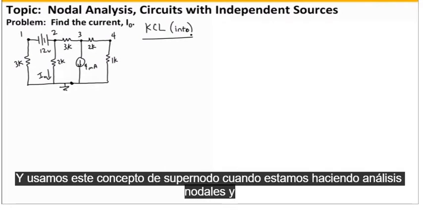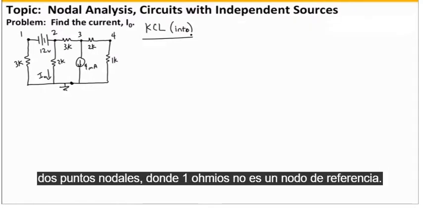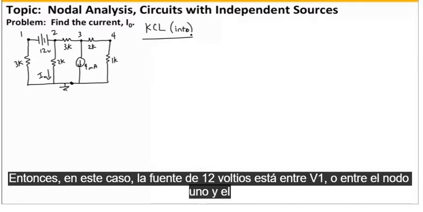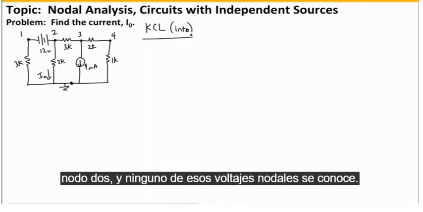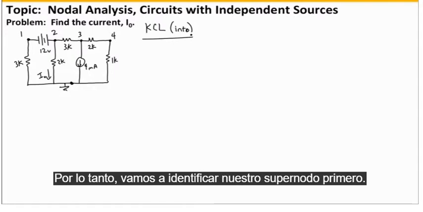We use this supernode concept when we're doing nodal analysis and we have circuits where voltage sources are floating between two nodal points where one of them is not a reference node. So in this case, the 12-volt source is between node 1 and node 2, and neither one of those nodal voltages are known. They're unknowns at this point. They're variables at this point. So we're going to identify our supernode first.